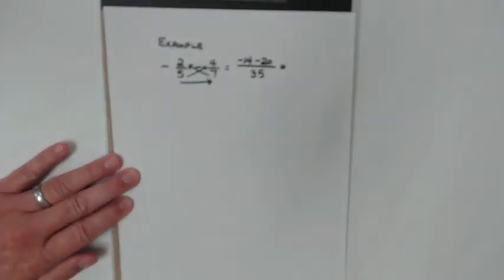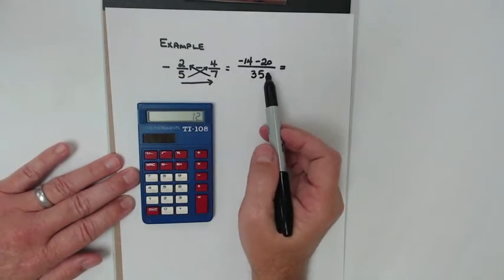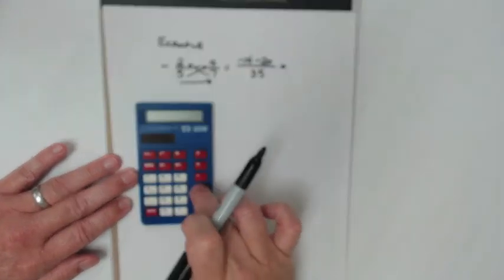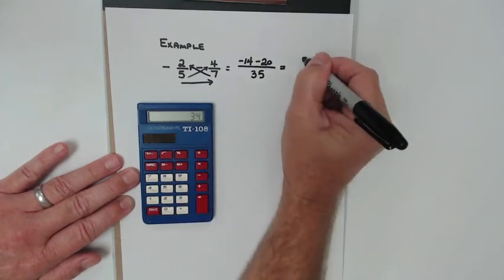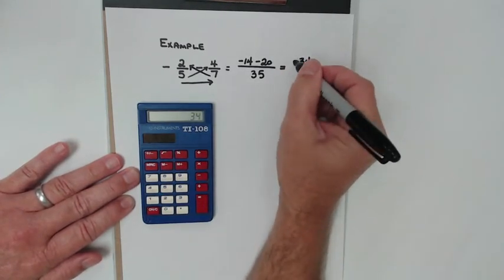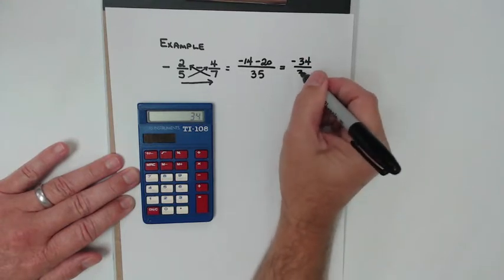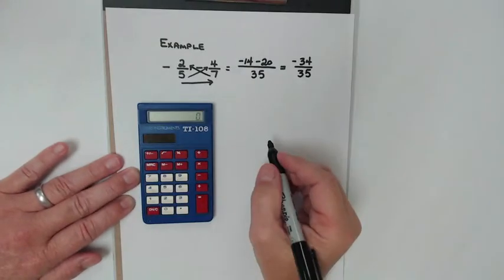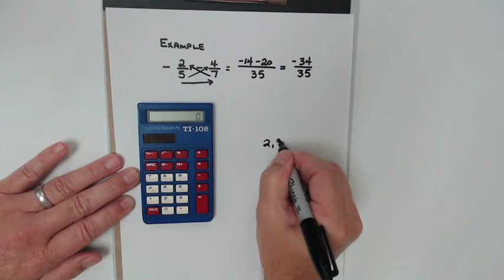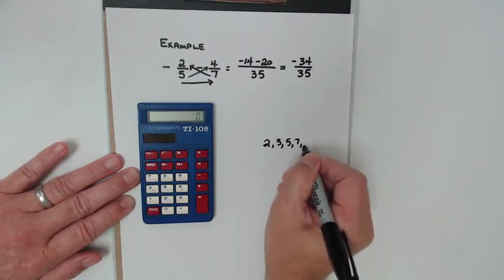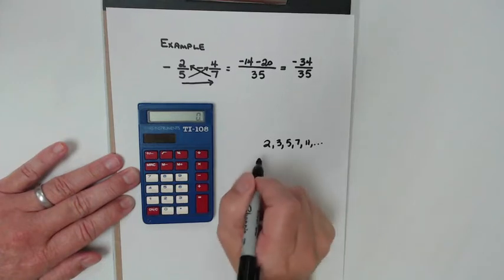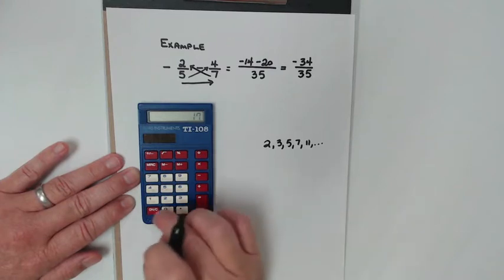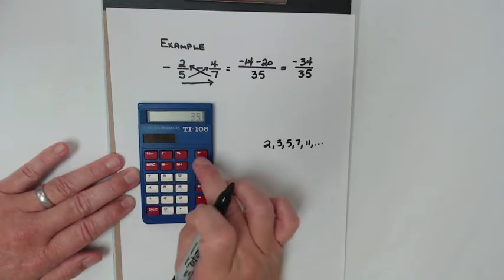When I combine numbers together, I need to remember my rules. If the signs are the same, I add 14 plus 20, 34, and keep the sign. Bring my denominator over. I need to see if I can simplify this. 2, 3, 5, 7, 11 are good numbers to check. 34 divided by 2, but will 2 go into 35? No.